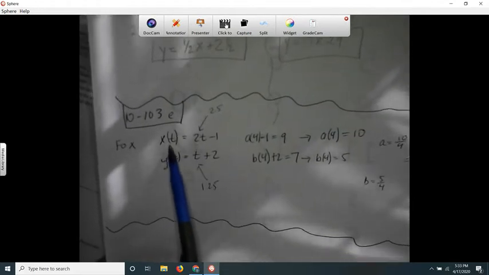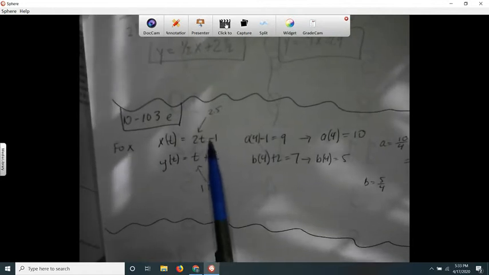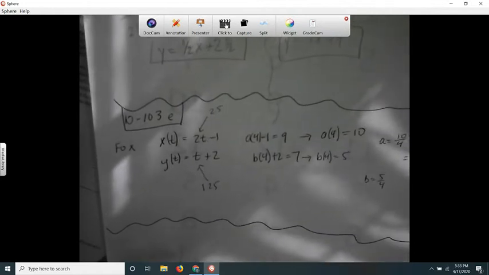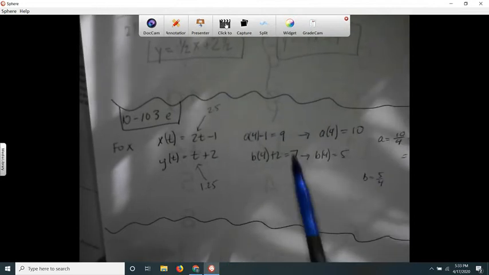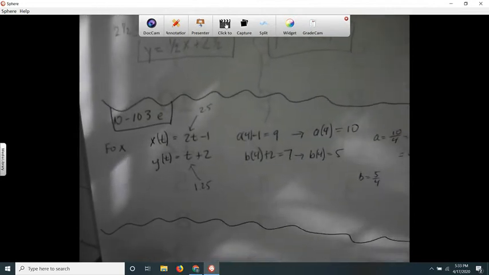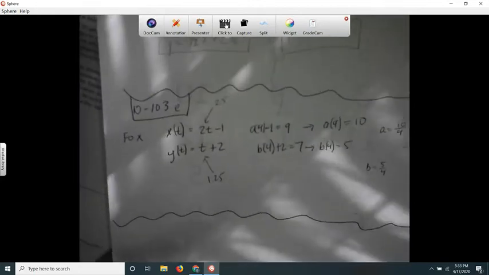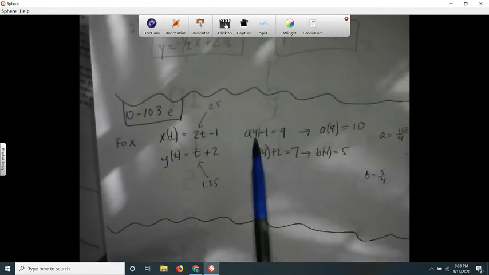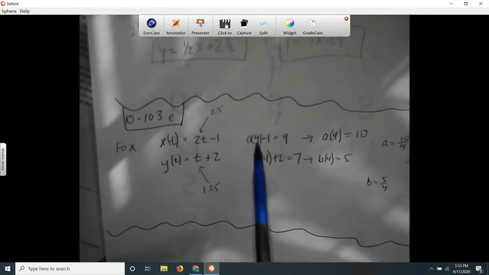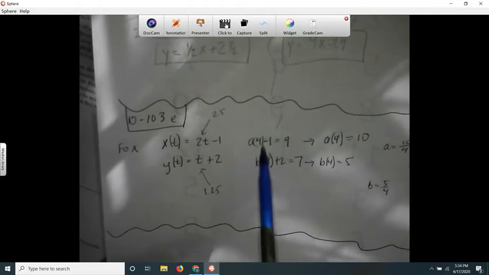So I need this minus 1 to equal 9. Remember, because the x coordinate was 9 and the y coordinate was 7. The place where they cross is 9 comma 7. I need that to happen at time 4 instead of time 5. So I need to be able to plug a 4 in and get a 9 out. So something times 4 minus 1.